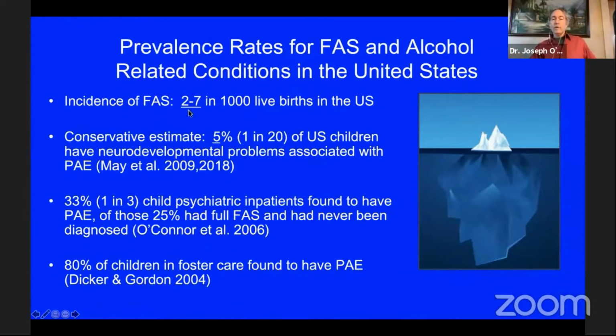Incidence of fetal alcohol syndrome, that's the full syndrome, is 2 to 7 per 1,000 live births in the US, but that's only the tip of the iceberg. By conservative estimate, 5%, that's 1 in 20 of US children have neurodevelopmental problems associated with prenatal alcohol exposure, PAE. And 33%, or 1 1/3 of child psychiatric inpatients were found to have prenatal alcohol exposure. Of those, 1/4 had the full FAS syndrome and had never been diagnosed. 80% of children in foster care are found to have PAE.